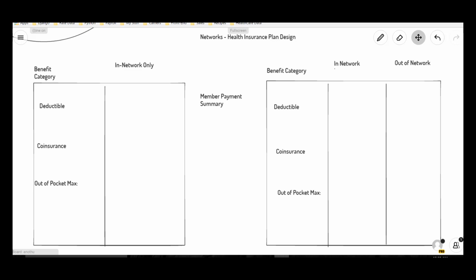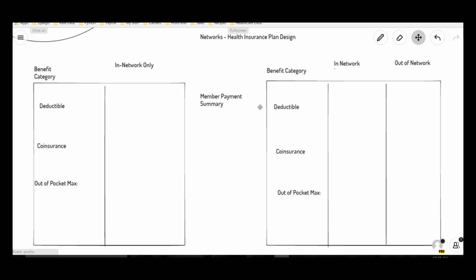Okay, so in the last video we talked about provider contracting, and in this video we're going to talk about health insurance plan design as it relates to networks. When you purchase a health insurance policy from an insurance company, they will usually give you a bunch of printed material that will tell you how your benefit plan works, and a lot of times they'll call some of that printed material the member payment summary.